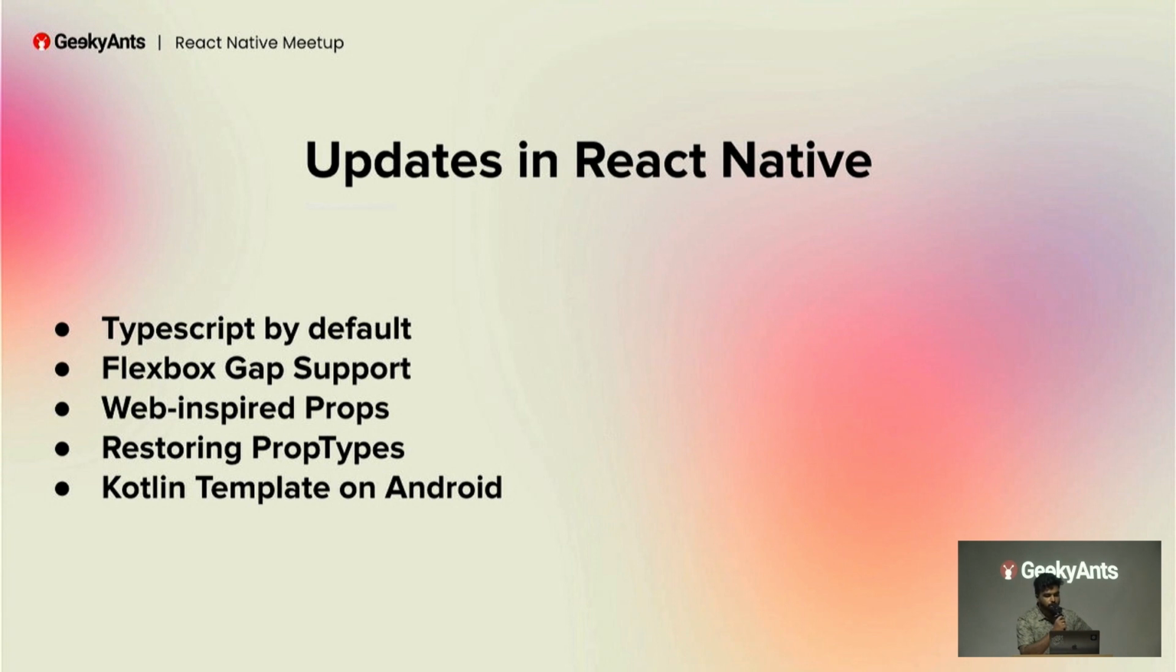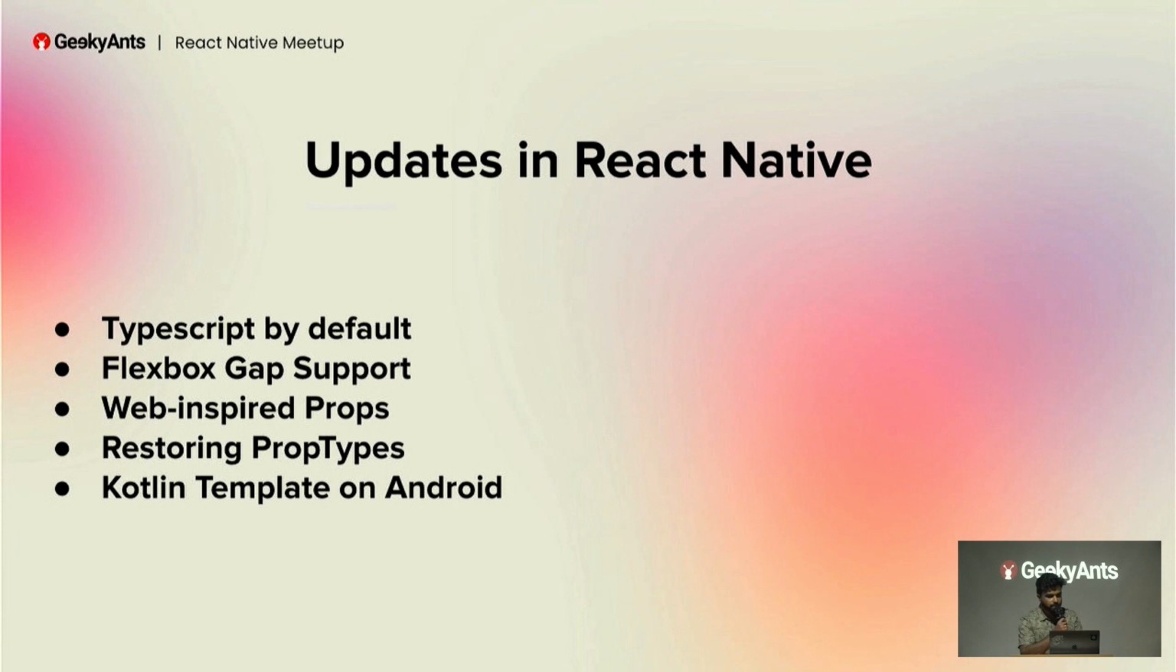Support for Flexbox gap, row gap, and column gap properties has also been added, which simplifies layout and spacing in React Native, somewhat similar to what we have on the web platform. New props inspired by web standards for accessibility, styles, and events have been added, bringing more web standard APIs to React Native. Also the prop types, which were removed very long ago, have been temporarily restored just to help with the migration to the new architecture.